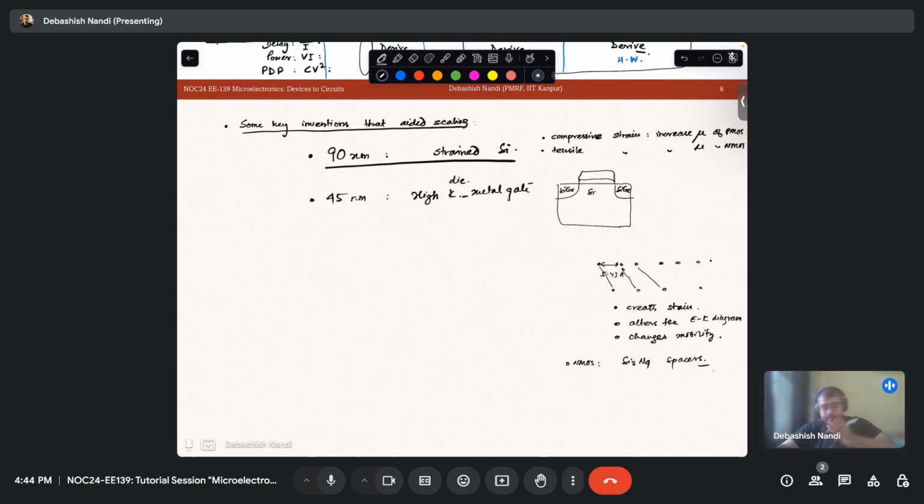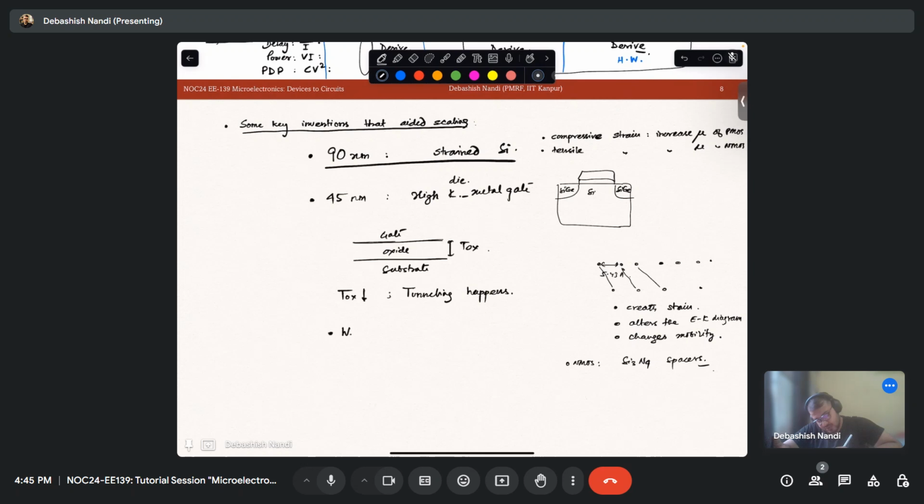Okay, high K dielectric means, so what happens if, let's say, this is your gate, this is your oxide, and this is your substrate. What happens if you reduce your TOX? If you reduce your TOX, tunneling happens, or in other words, your dielectric starts to act like a conductor. That is not what you want. You want, however, to preserve the field effect.